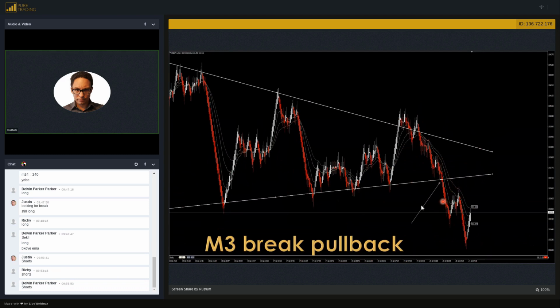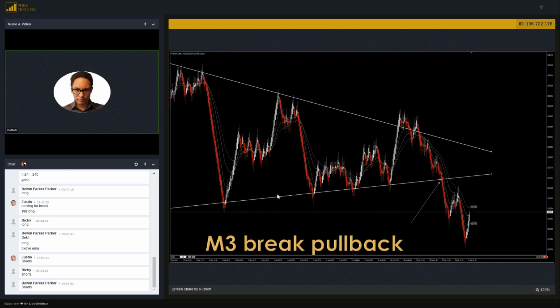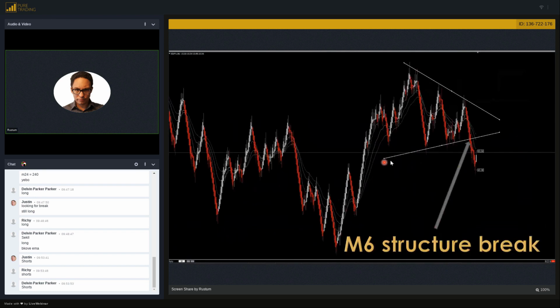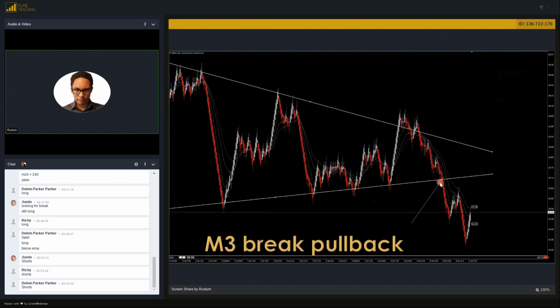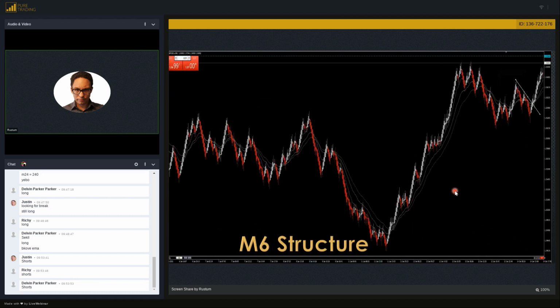This is your M3. This big massive line was from your M6. It was this line here. As soon as that line breaks, then you are looking for a move down and a move up, which is your break and your pullback.